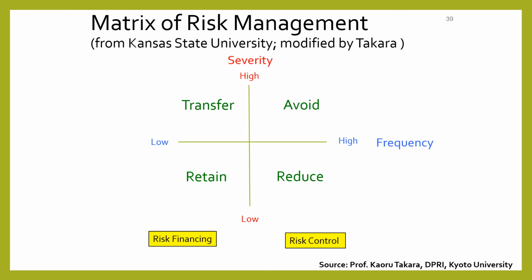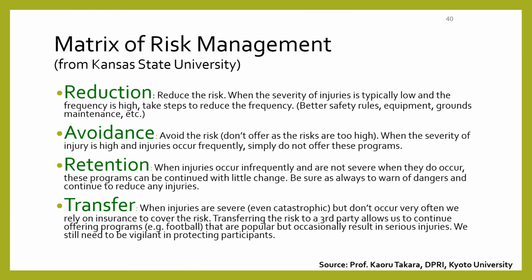Okay, so here is another piece of information. If it's this part, we may make some risk financing. And if it's high frequency and this part, we may do some risk control. So there are some methods that we may use, like reduction. We reduce the risk when the severity of injury is typically low and the frequency is high. Take steps to reduce the frequency: better safety rules, equipment, grounds maintenance.